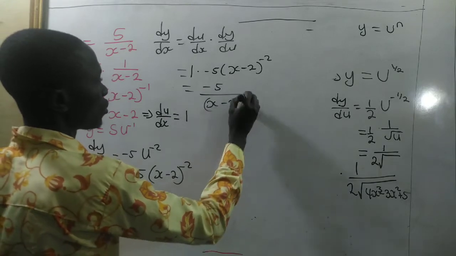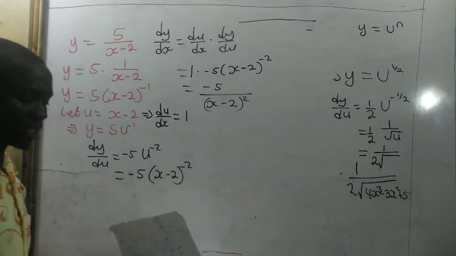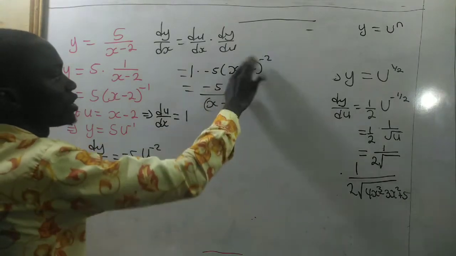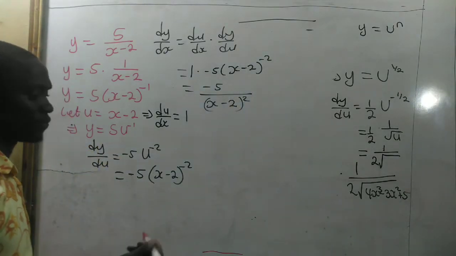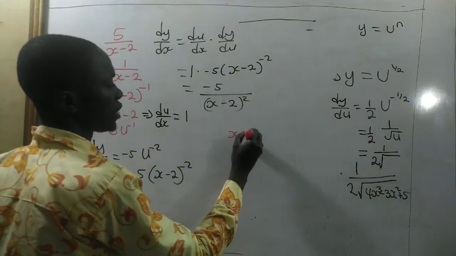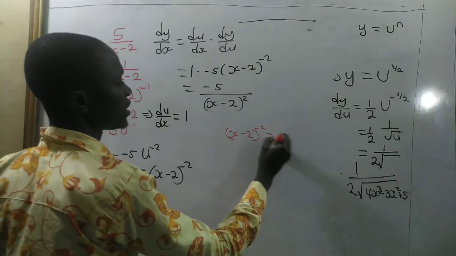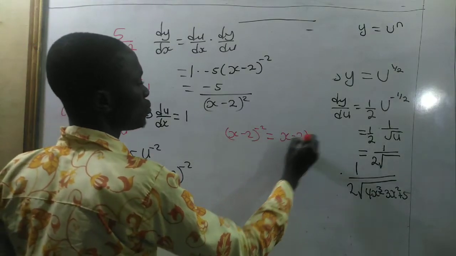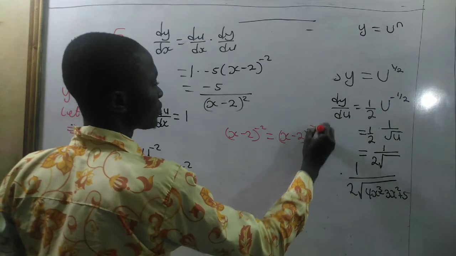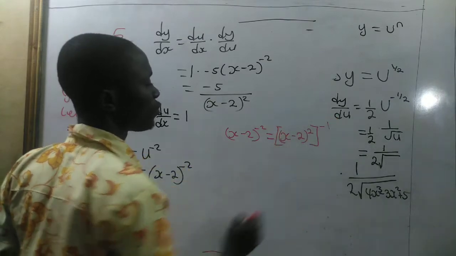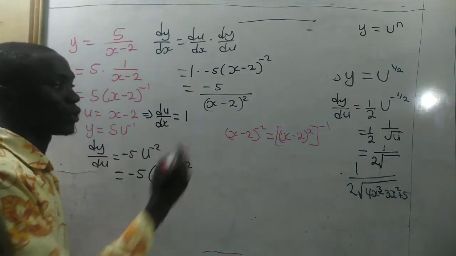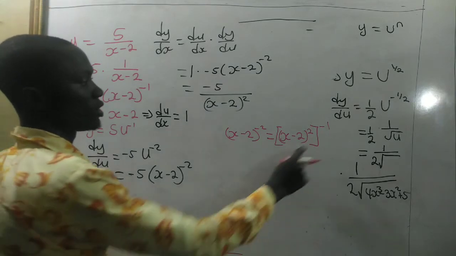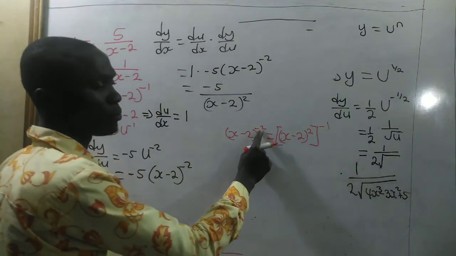and this will give us minus 5 divided by (x minus 2) all squared. I've told you to watch lesson 1. I've done how to simplify all this, but for the sake of it, (x minus 2) to the power negative 2 is the same as ((x minus 2) all squared) to the power negative 1. That is the law of exponents.